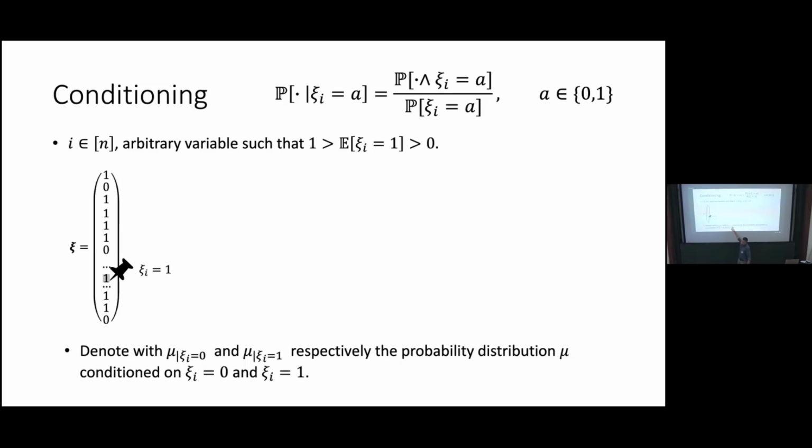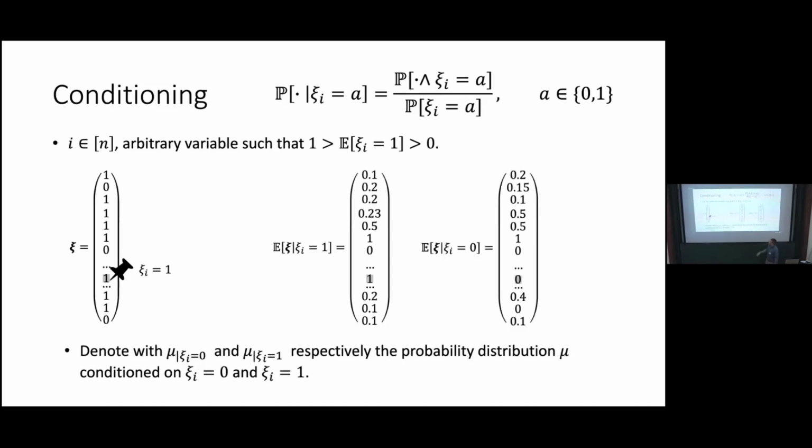By doing this, we can obtain two other probability distributions that we denote with mu conditioned on X_i equals 0 and X_i equals 1, that are the two probability distributions where X_i is always equal to 0 or always equal to 1. And by this we also obtain two other vectors that are the marginals of these two distributions.